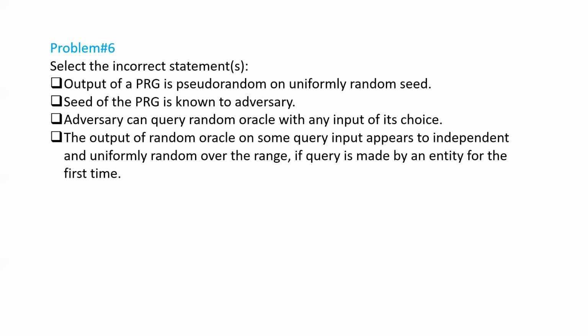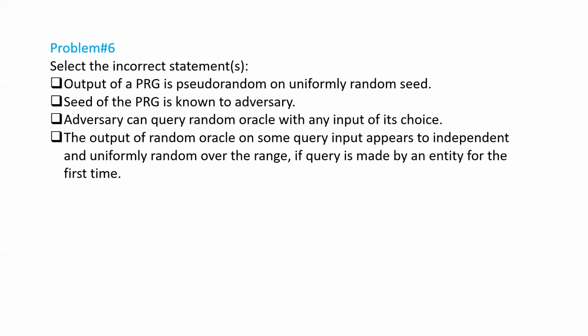And the property of random oracle ensures that if X has not been queried to the random oracle beforehand, then the output Y corresponding to that input X appears to be random and uniformly distributed over the output space to the adversary, or to the user of random oracle in general. So third option is correct, the output of random oracle on some query input appears to be independent and uniformly random over the range if the query is made by an entity for the first time.